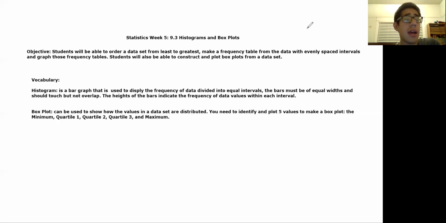A box plot is another way of displaying information. It can be used to show how the values in the data set are distributed. You need to identify 5 values to make the box plot. The 5 values that you're going to be finding are the minimum, quartile 1, quartile 2, quartile 3, and maximum. If those terms look familiar to you, they should. They are the terms from the mean, median, mode week. I believe that was week either 2 or 3. So hopefully you remember what that was about.